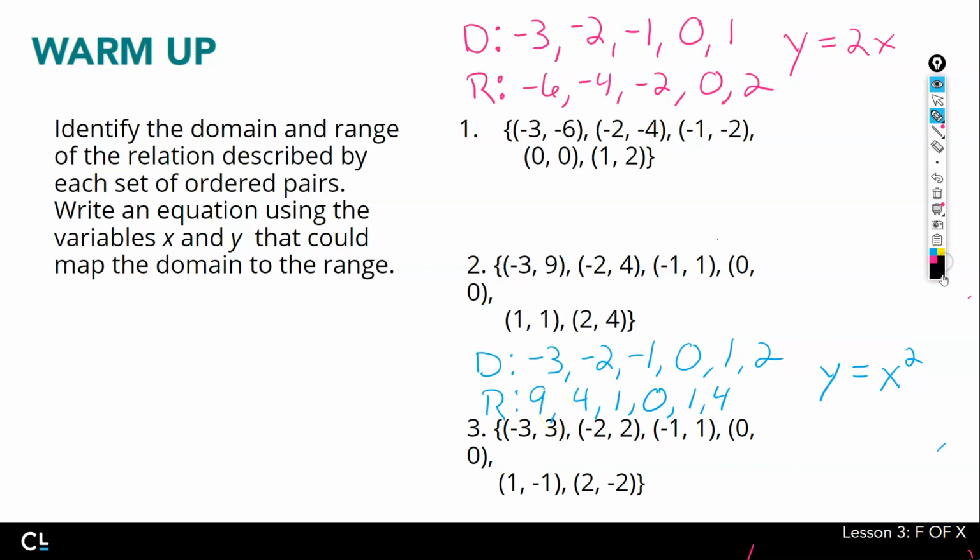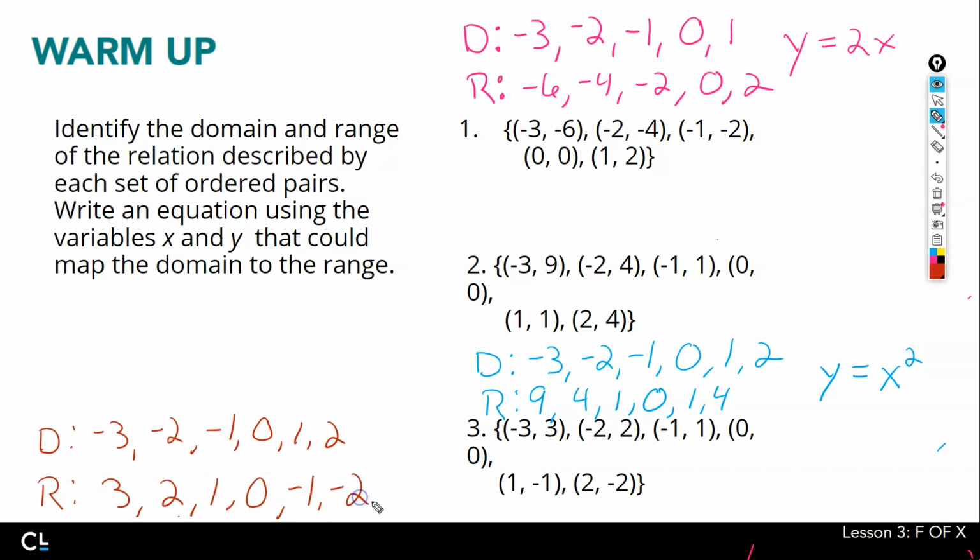Number 3, my domain is -3, -2, -1, 0, 1, 2. The range will be 3, 2, 1, 0, -1, -2. Notice the difference between your input and your output. How is it changing? It's changing into its opposite. So here we could have y equals -x.